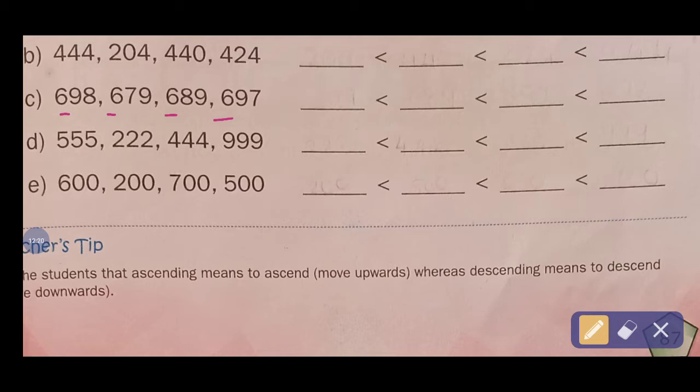Now you check the second digit: 9, 7, 8, 9. Which is the smallest? 7 is the smallest. 9, 8, 7. Yes or no? 7 is the smallest, which means 679 is the smallest number. 679. Okay, children? Comes to the remaining numbers: 9, 9, equal. But here the 8 is there. That's why 689.